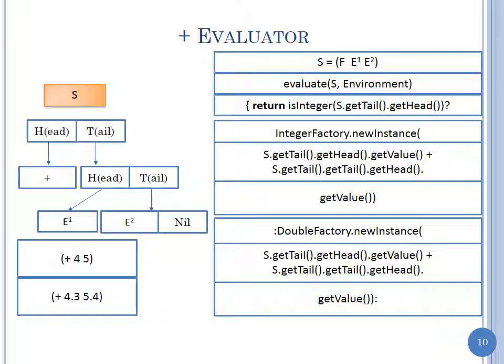So nothing I present the first time is correct. If I pass plus 4, 5, I'll get a new integer of 9. If I do plus 4.3, 5.4, I'll get the addition of that, which is 9.7. And can anybody figure out what's wrong with this?